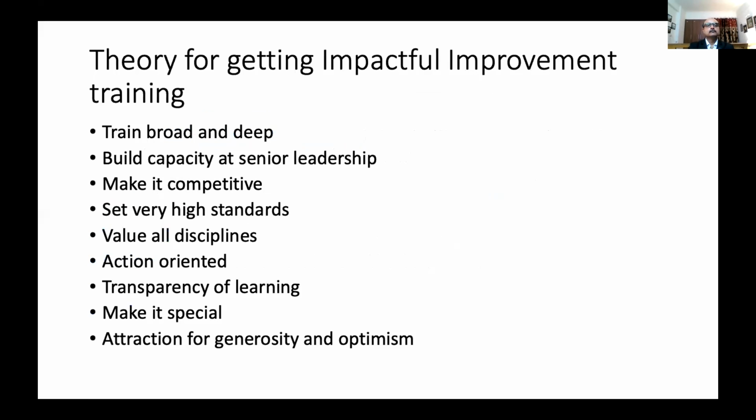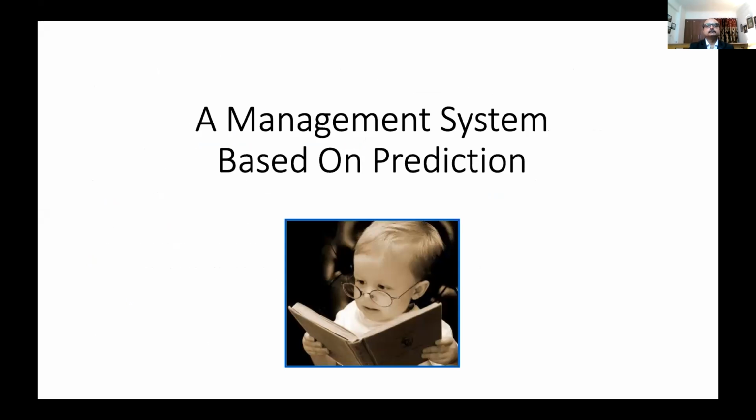This is how we train our folks in improvement. We train broad and deep. We expect our senior leaders to be improvement experts, because when they are coaching and when they're listening to the leaders in the organization, our standards are very high for who gets trained. We expect everybody to do 100% of the training. We expect everybody to do a project with the training, and we've been very successful in doing that.